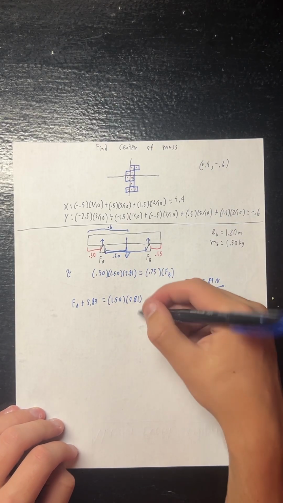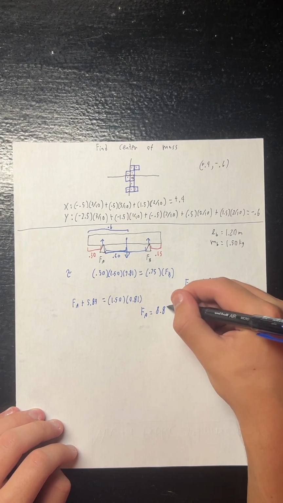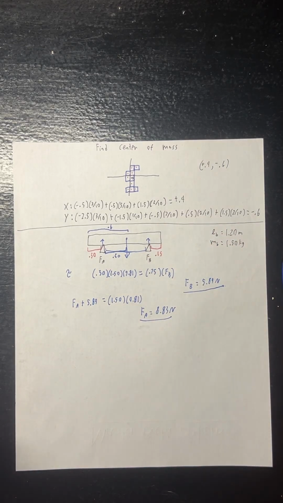And we can use the solver, and we can get F_A equals 8.83 newtons. And that is how to do a bar and pivot question like that.